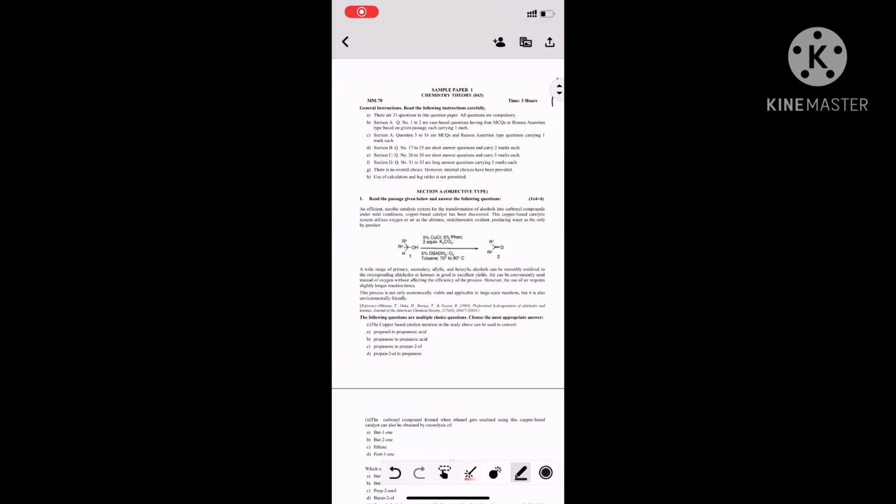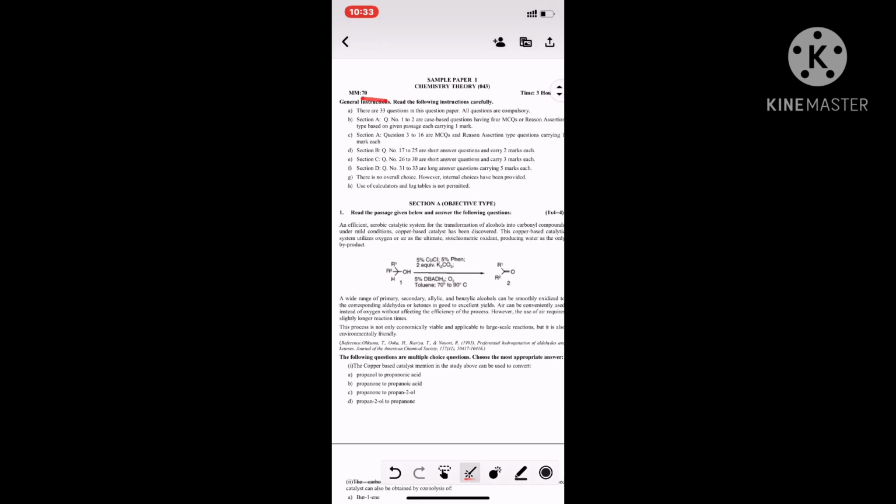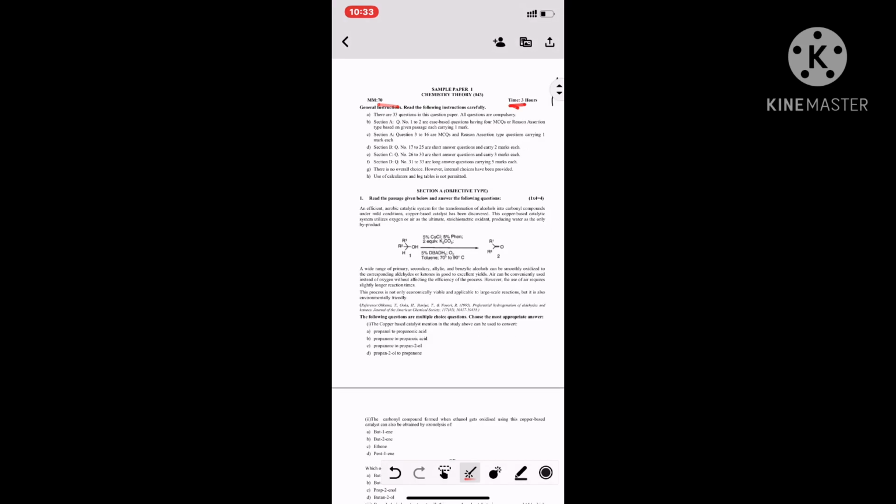Hello students. So today we are going to do the complete analysis of your chemistry paper, and this sample paper I have taken from the CBSE website. Now if you see the paper clearly, the paper is of 70 marks and time is 3 hours. Now if we see, there will be four sections here: Section A, B, C, D. Section A contains 1 mark questions, B contains 2 marks, C contains 3 marks, and D contains 5 marks questions. Okay, now there is no overall choice, however internal choice has been provided.